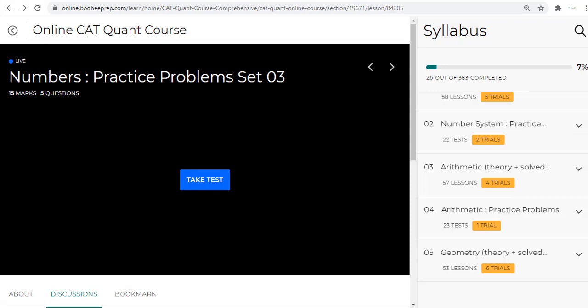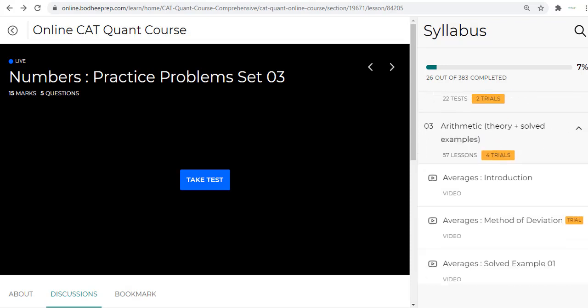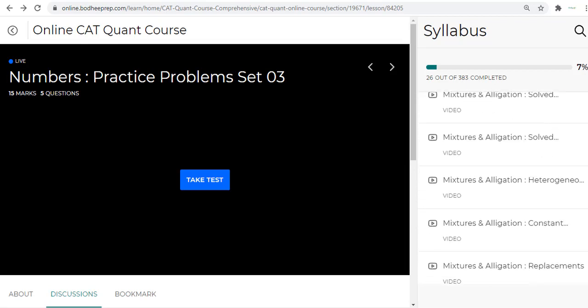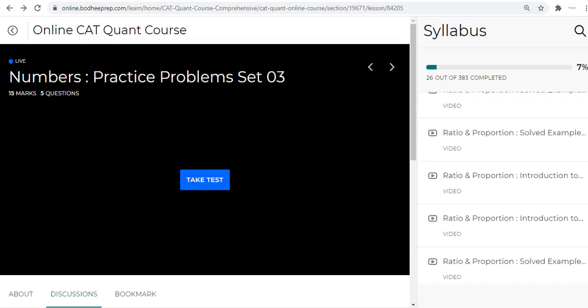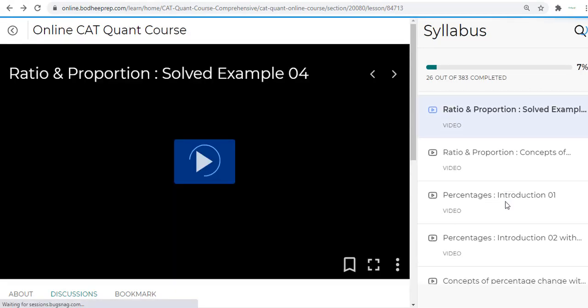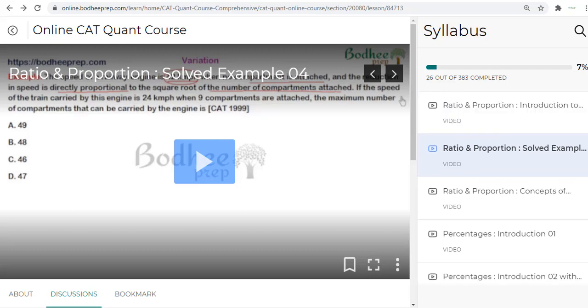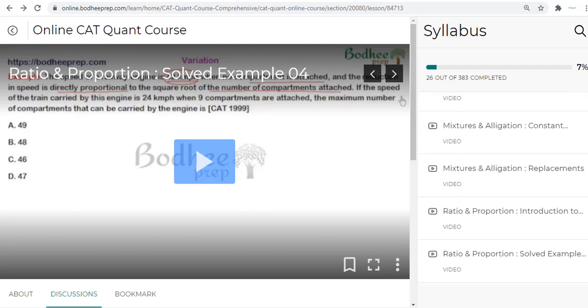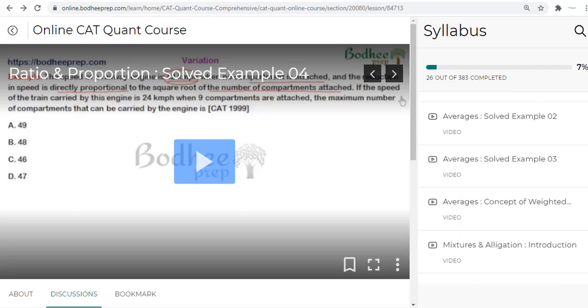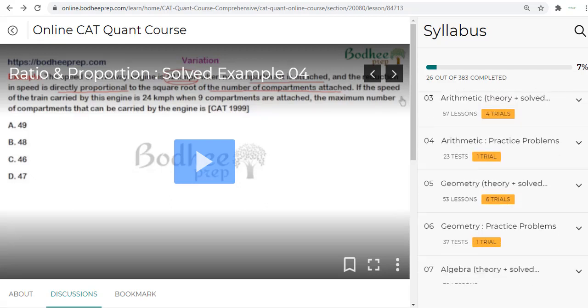Similarly, as you go below, you will find that there is arithmetic. Again, you have arithmetic solved examples plus concepts: averages, mixture alligation, and ratio proportion. This is a video because it's a pure concept, and this is a solved example, so again you have a video. All the concepts and solved examples directly have videos, whereas the practice problems have the problems first. You solve the problems, and then you watch the video solutions. That is the sequence and the structure in which the course has been distributed. Then you go to geometry.